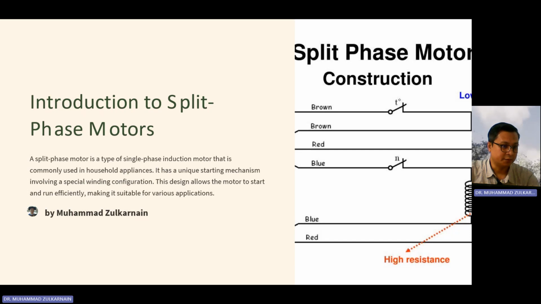A split phase motor is a type of single phase induction motor that is commonly used in household appliances, and it has a unique starting mechanism involving a special winding configuration. This design allows the motor to start and run efficiently, making it stable for various applications. So based on the structure, it may be easy to implement in several applications.